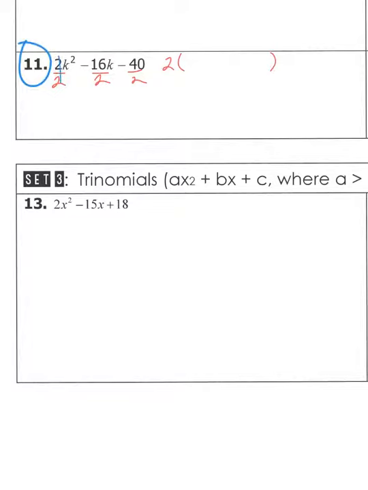So 2 divided by 2 is 1, so I end up with a k squared. Then negative 16 divided by 2 is negative 8k. And finally, negative 40 divided by 2 is negative 20. Okay, so then from here, you're just going to factor this trinomial just like we did in the last two examples. You're going to take the factors of 20, subtract them to find negative 8. So I'm going to set up a t-chart. The factors of 20, because 20 is negative, we are going to subtract and look for negative 8.